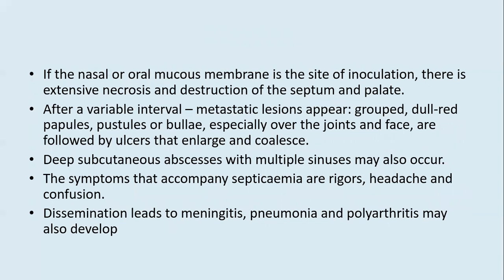If the nasal or oral mucous membrane is the site of inoculation, there is extensive necrosis and destruction of the septum and palate. After a variable interval, metastatic lesions develop, which are grouped red papules, pustules or bullae, especially on joints and face, followed by ulcers that enlarge and coalesce. Deep subcutaneous abscesses with multiple sinuses may occur. Symptoms that accompany septicemia are rigors, headache, and confusion. Dissemination leads to meningitis, pneumonia, and polyarthritis.